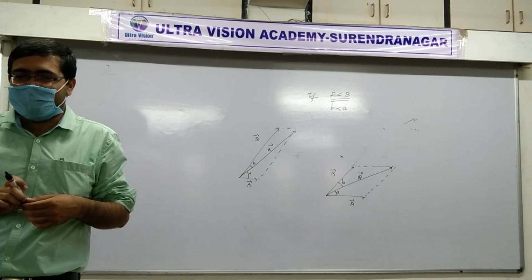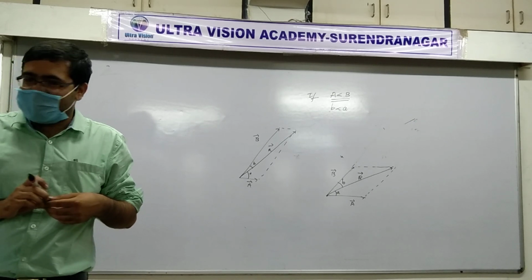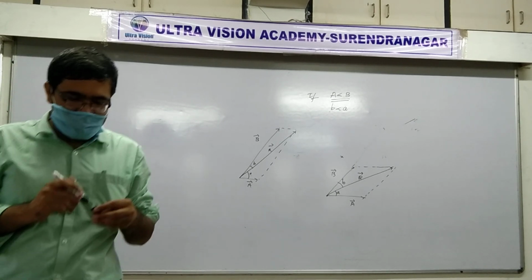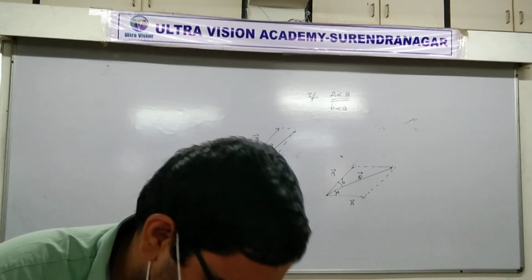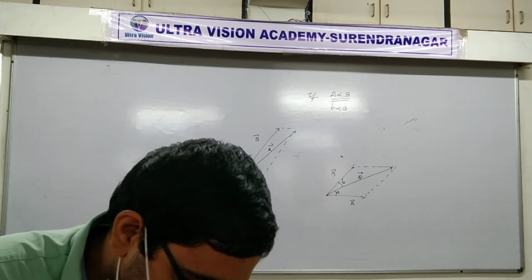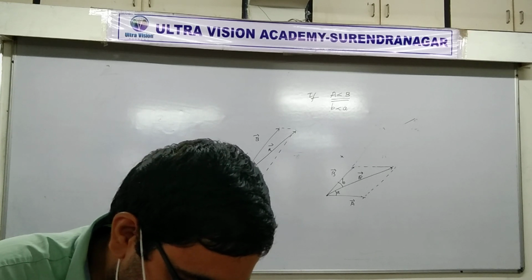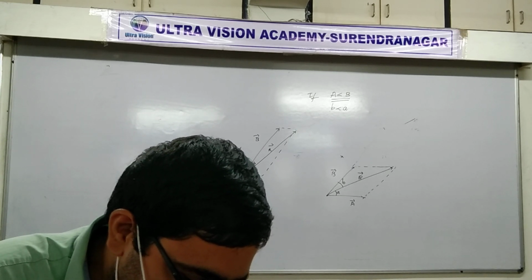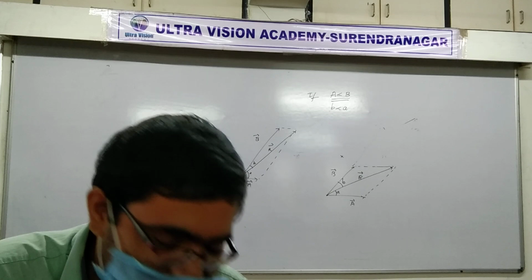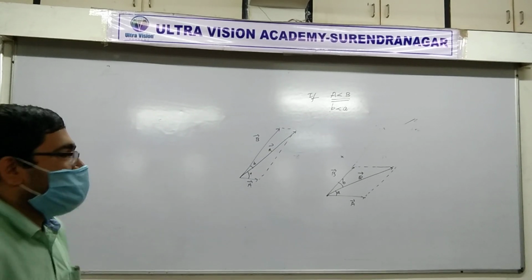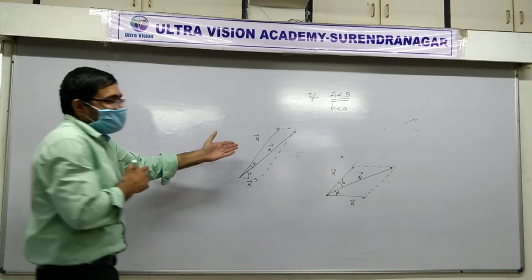Fine. Then what's the answer? C. C is the answer. Make sure you read it correctly. Angle A will be less than angle B if capital A is greater than B. Yes, correct. Understood?